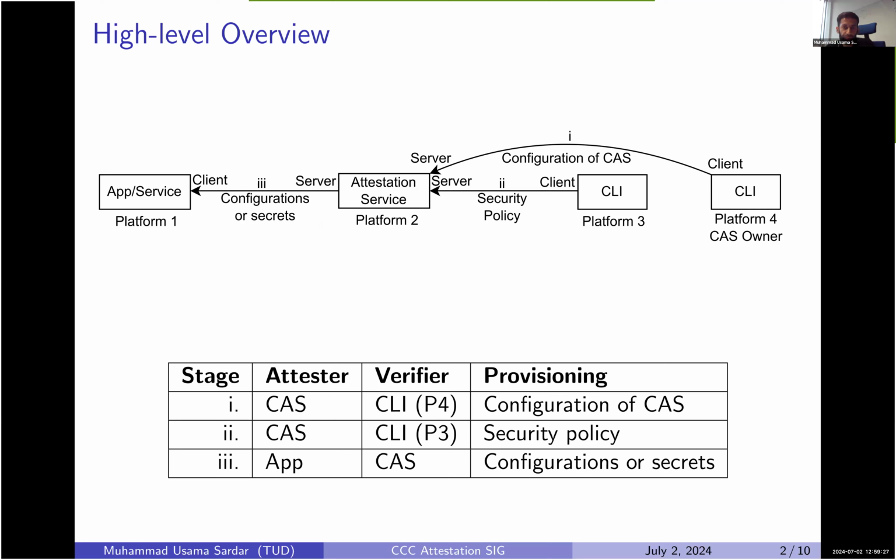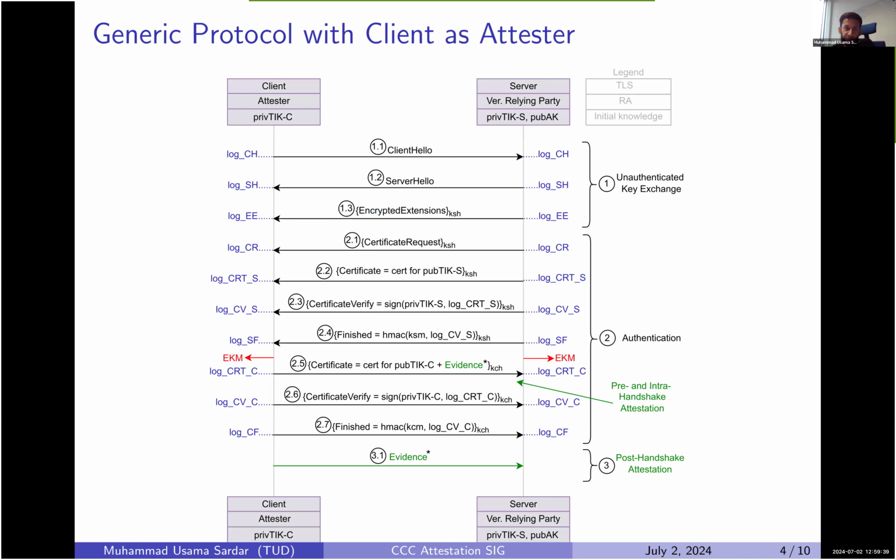So yeah, because for TLS, there are only two roles, like client and server. And specifically in this work, we decided to take a specific role, the client as the attester, and then generalize the protocol across all three, meaning the pre-, intra-, and post-handshake attestations. We describe the design choices that a user or a protocol designer has for doing attested TLS protocols.